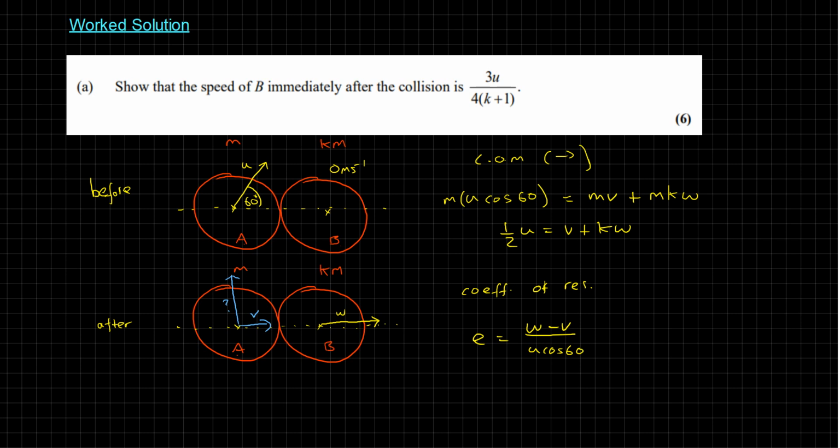Cos 60 we know is a half, so that's equal to w minus v all over a half u. And since we've been told e is equal to a half, that implies that a quarter u is equal to w minus v. And that should be it then, shouldn't it? w minus v equals a quarter u. Couple that equation with this one. And what are we trying to do again? We want to find the speed of B immediately after the collision.